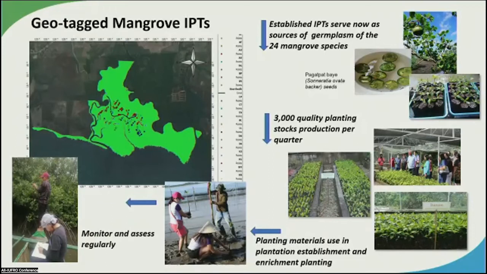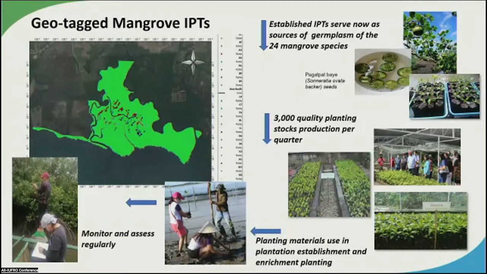So those planting stocks, when they are already matured enough or grown enough, we have local partners in the community, or different stakeholders that request this kind of planting materials for their activity for rehabilitation of mangrove and also for enrichment planting.